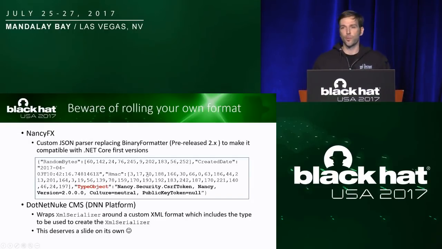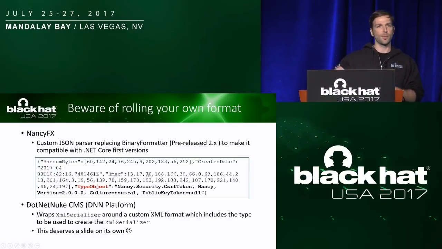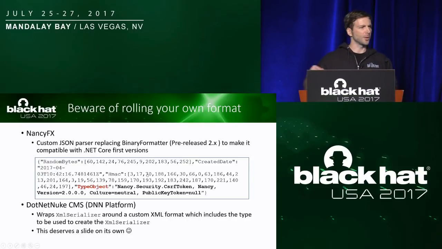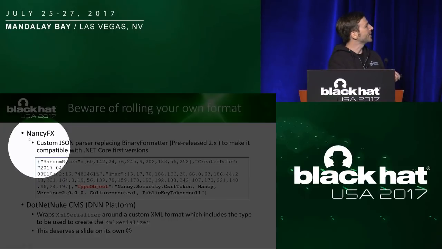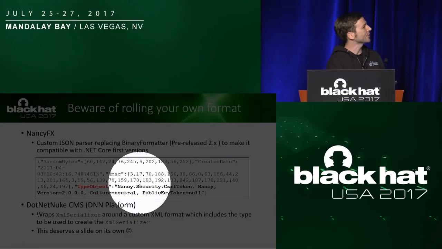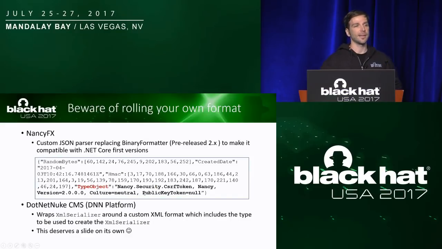Also, beware of rolling your own format. This is like crypto, right? For example, Nancy, the framework that we saw before, decided to move away from BinaryFormatter because BinaryFormatter was not going to be included in the first version of .NET Core. So they implemented their own JSON parser. So what can go wrong? Well, they included this type object discriminator, so the attacker can control the type, and they invoke setters. So we were also able to get arbitrary code execution in this pre-released 2.x version. Well, it was released as a beta, but it was not the official version.